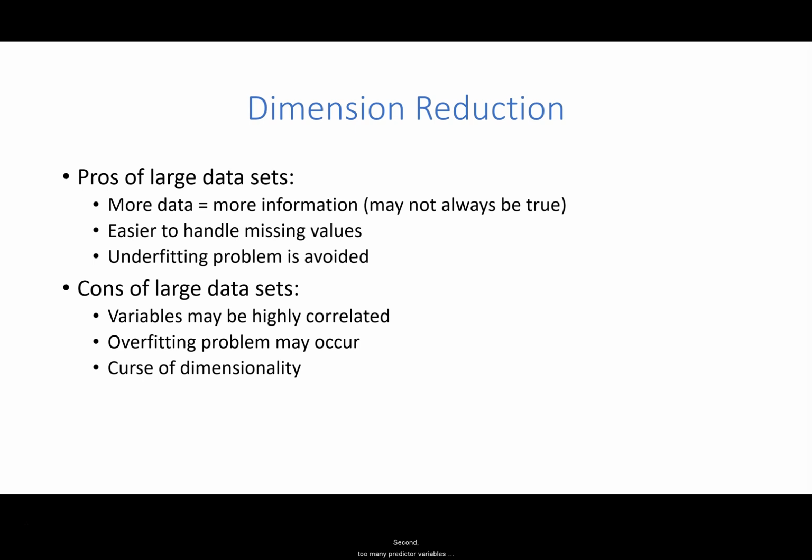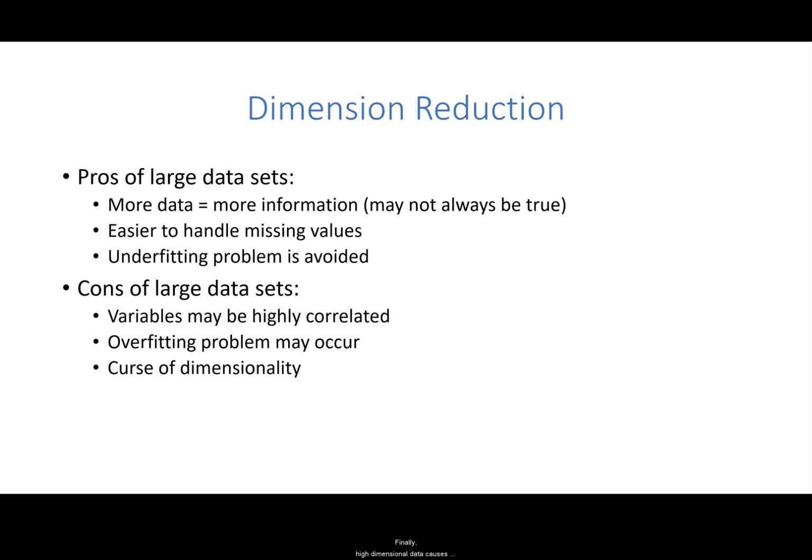Second, too many predictor variables can lead to overfitting. Overfitting occurs when the model fits the training data too well but cannot generalize to unseen datasets, such as the validation dataset. This is because the variables that are irrelevant to the underlying patterns and the relationships of the data have been included in the model to fit the noises of the training dataset.